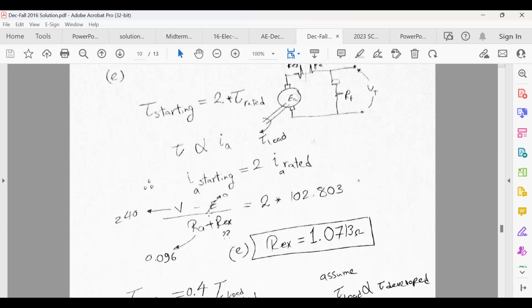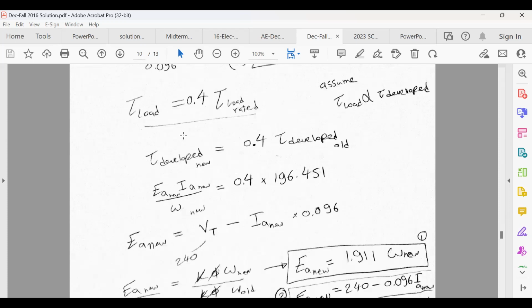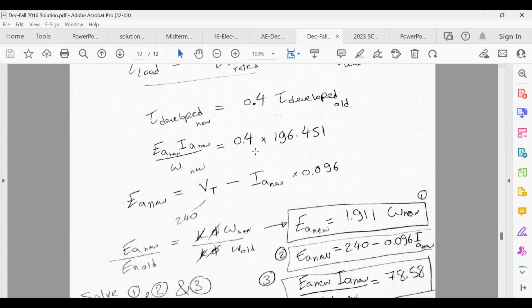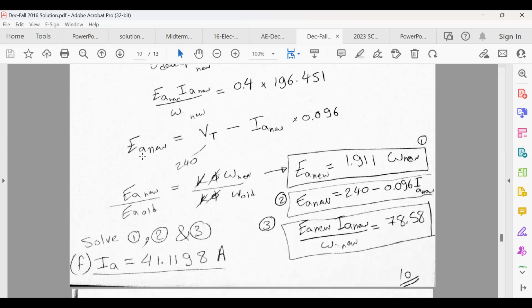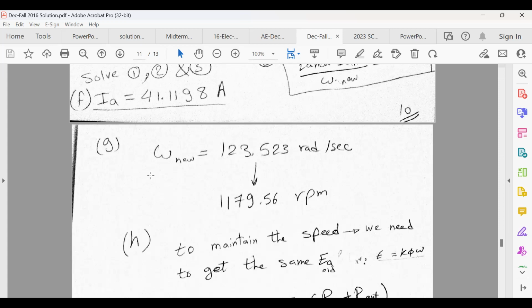Then you go to the starting, double the torque or double your starting current. You can calculate this resistance, one something ohm, that's a good number. Then the next step, you change the load to 40, or you reduce your mechanical load to 0.4. Then you can use this value to have the three equations in three unknowns. 1, 2, and 3. Solve, you get the IA, you get the omega, or this is in RPM.